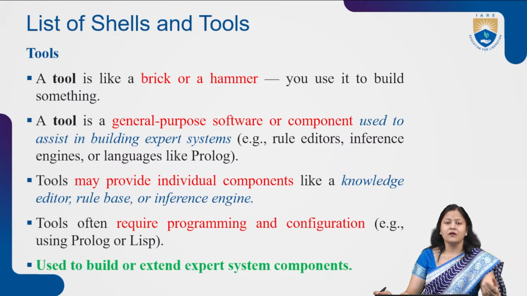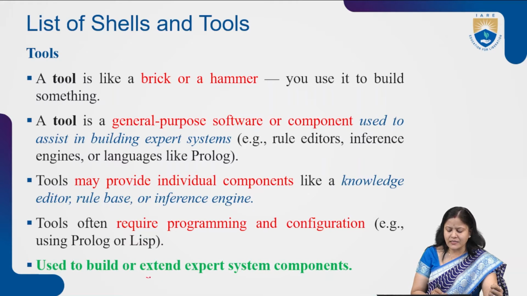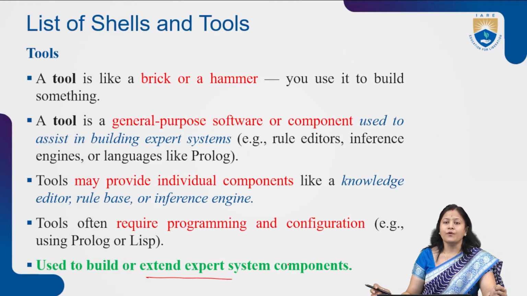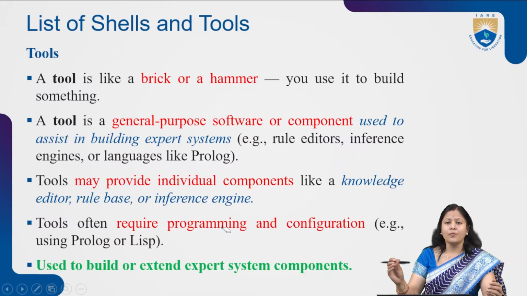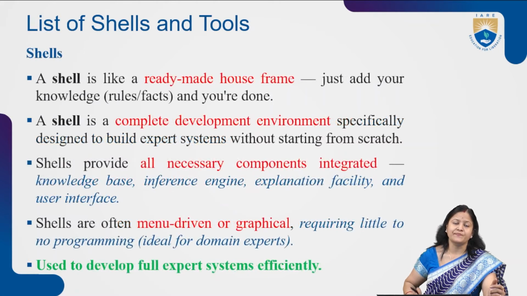Especially Python programming, Prolog or Lisp programming are efficient. Lisp means list processing, and Prolog is one of the languages used especially in artificial intelligence. So tools are used to build and extend expert system components. It's not necessary to create all the components together; any one or two components can be created using the tools.